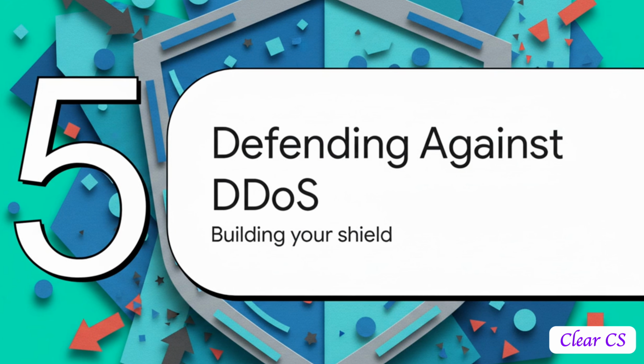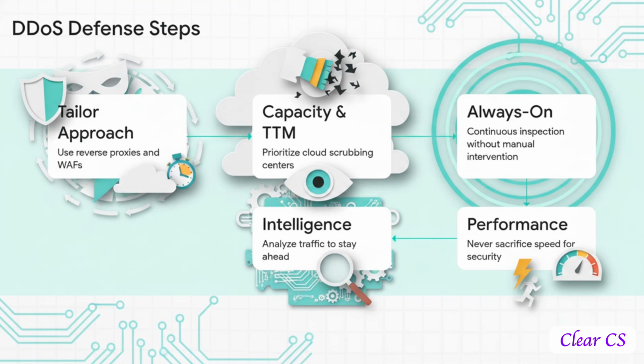Let's look at how we fight back in Section 5, Defending Against DDoS Threats. Organizations can effectively lock down their networks by engineering a defense across 5 critical steps. Number 1, tailor your approach based on the resource. Use reverse proxies and robust web application firewalls to obscure your server's true IP addresses. Number 2, prioritize expansive capacity and a lightning-fast time to mitigation by routing traffic through distributed cloud-based scrubbing centers.